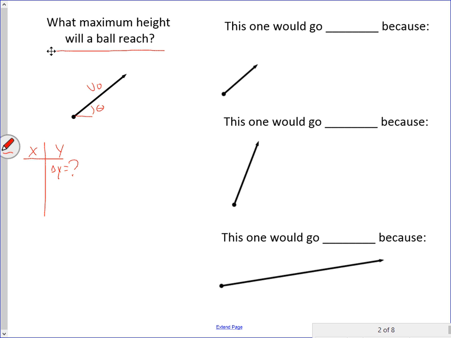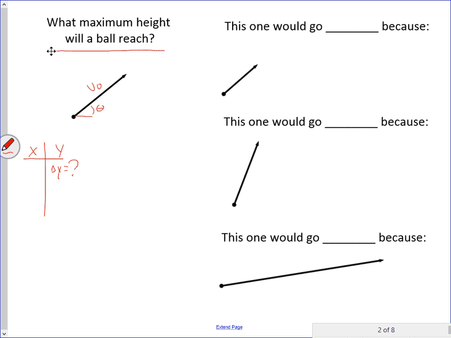Some of you are in the habit, and it's not a bad habit, but from a different kind of problem, of saying, well, I have to find time in order to find anything. I've got to use the other stuff to find time. That requirement no longer stands for these kinds of problems. You just have to look at what you know and what you're trying to figure out.